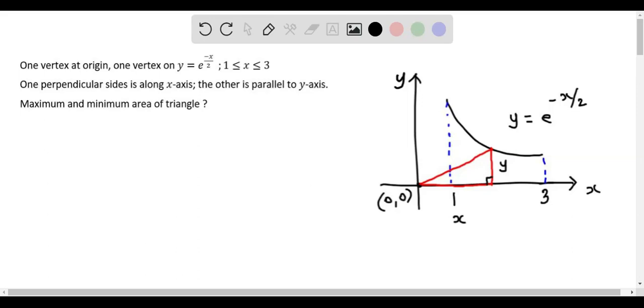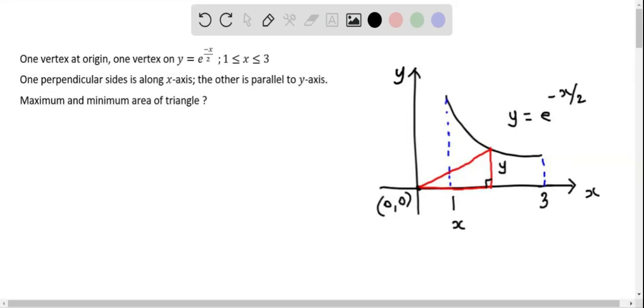In this problem, we are given a right triangle with some information about its vertices as well as about its sides. And using this information, we have to find the maximum and minimum area of such a triangle.